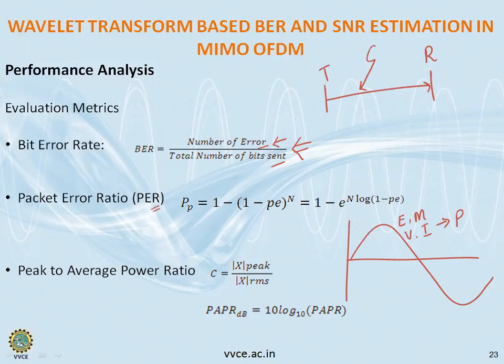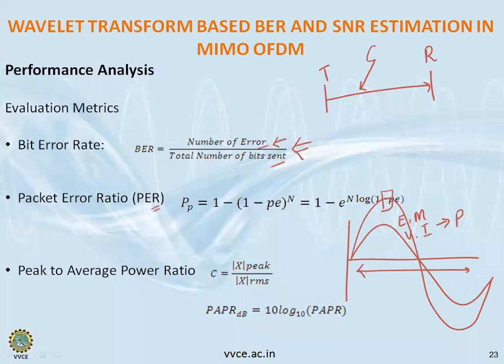Therefore, all the symbols will have some power dissipation. Once you plot the power curve, it will have a peak value and an average value. Let me take the ratio of the peak value to the average value. That is one of the important parameters, called the peak to average power ratio. The lower the peak to average power ratio, the better the efficiency.